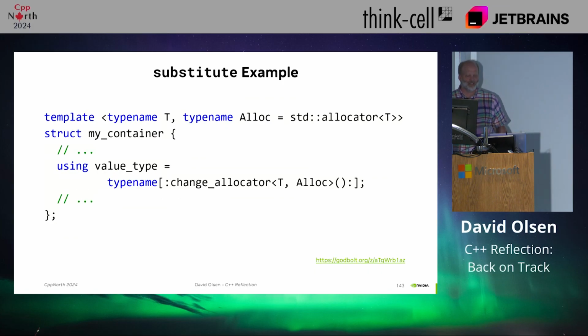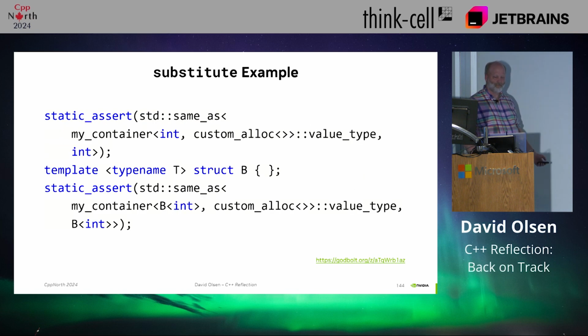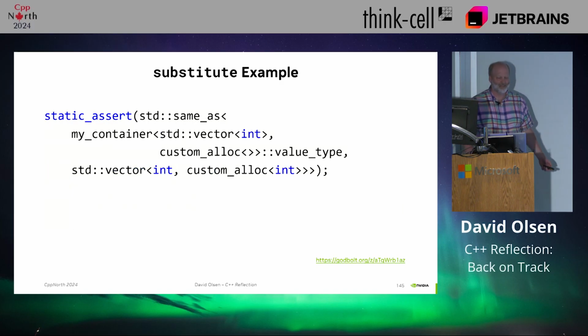And this is how change allocator would be used. In the definition of the container, we set the value type to the result of calling change allocator. If the value type is not a template specialization, or if none of the template arguments of the value type look like an allocator, then change allocator doesn't do anything. The value type of the container is the value type that was specified.